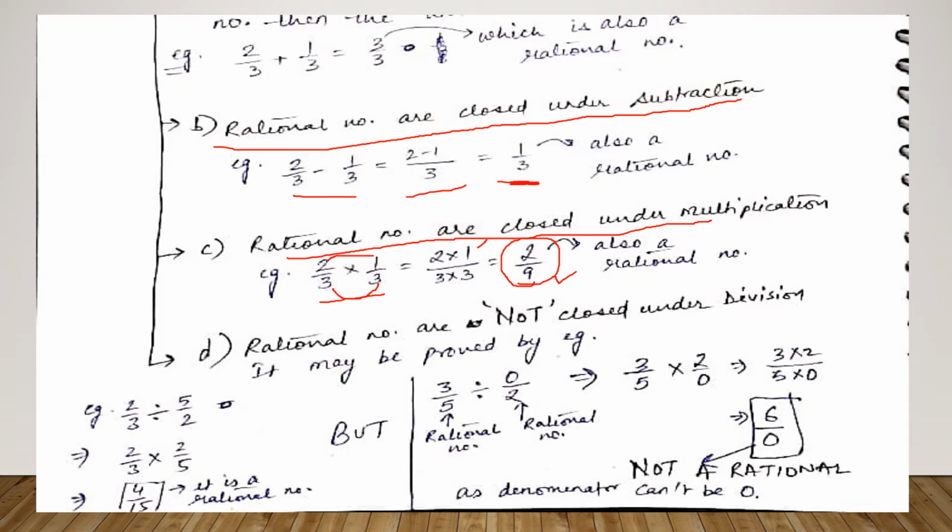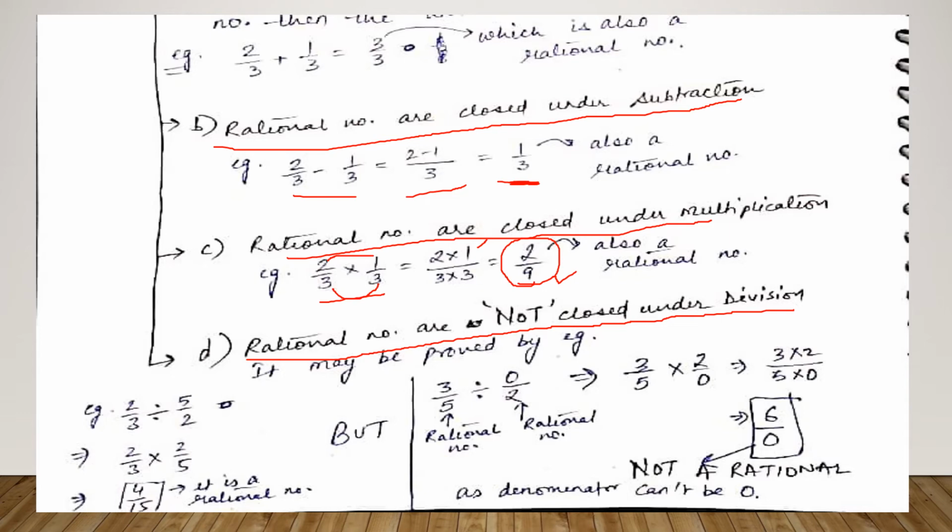Now D property is very much important because it is an exception. Rational numbers are not closed under division. Matlab, if you have two rational numbers, it is not always true that their division will be a rational number. It may be true for some examples, but there are some examples in which this thing is not true.